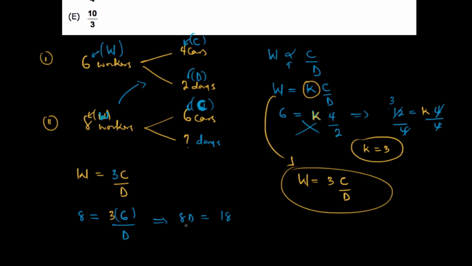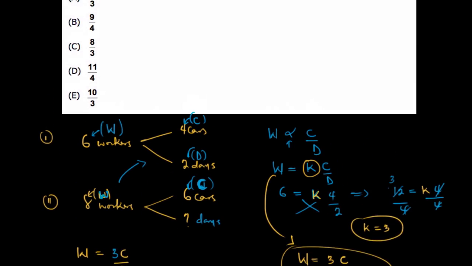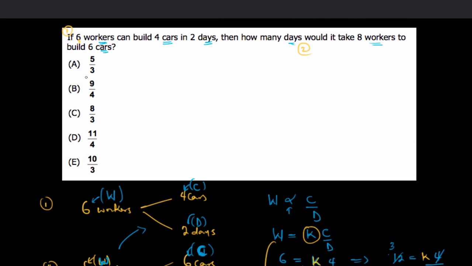To find D, you divide both sides by 8. Here you have 2 in 8 giving you 4, and 18 divided by 2 giving you 9. So your D is going to be 9 all over 4. So the answer is 9 over 4 days. Yeah, so this is our answer, 9 over 4. And that completes the problem. Thanks for watching.